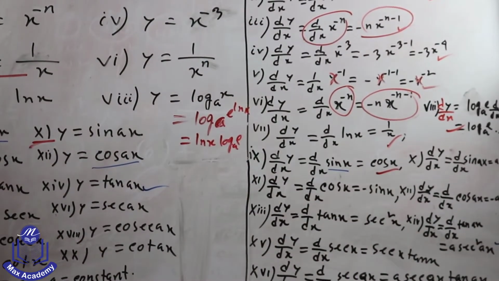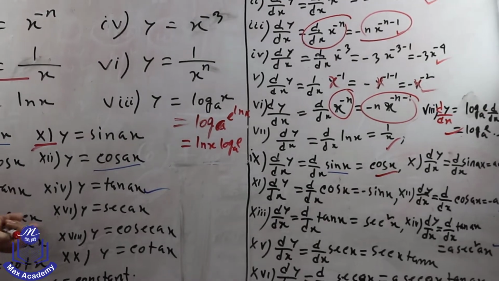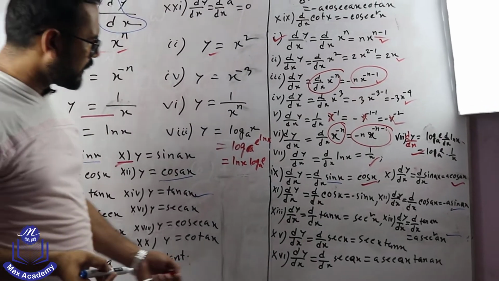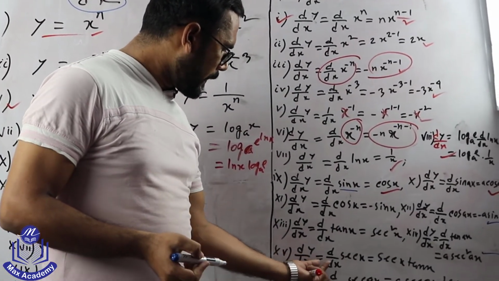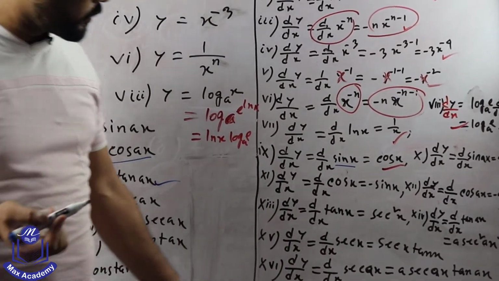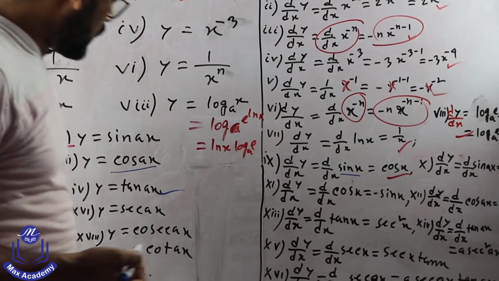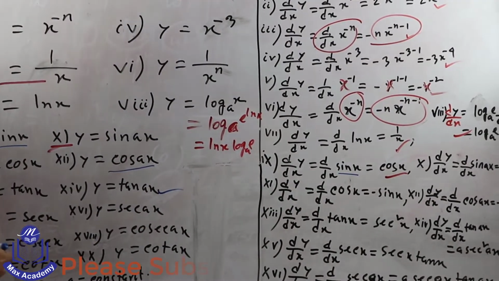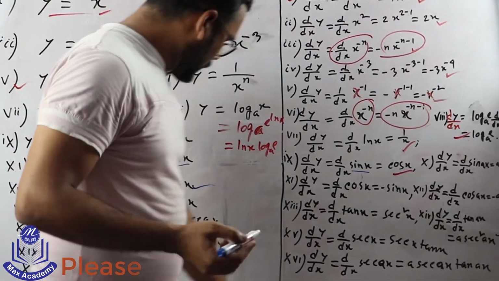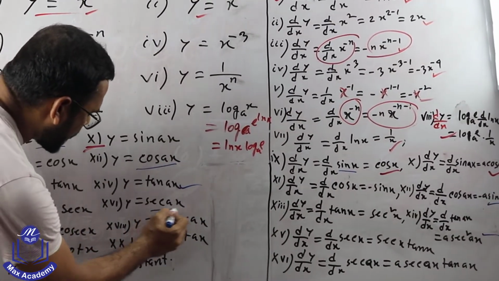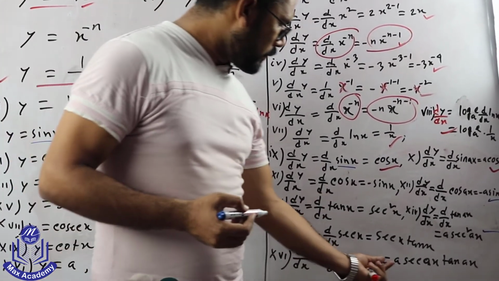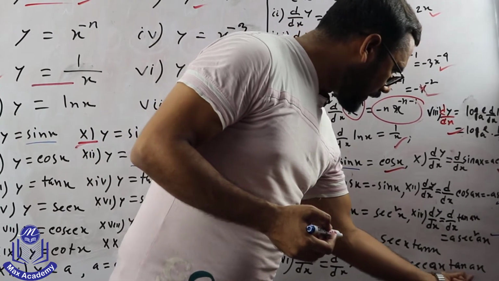After that, the question is y equals sec x. We need to find dy/dx. So we have taken d/dx of sec x. If we differentiate sec x, then the result will be sec x tan x. Then the question is y equals sec ax. If we differentiate sec ax as per the previous one, we will get a sec ax tan ax.